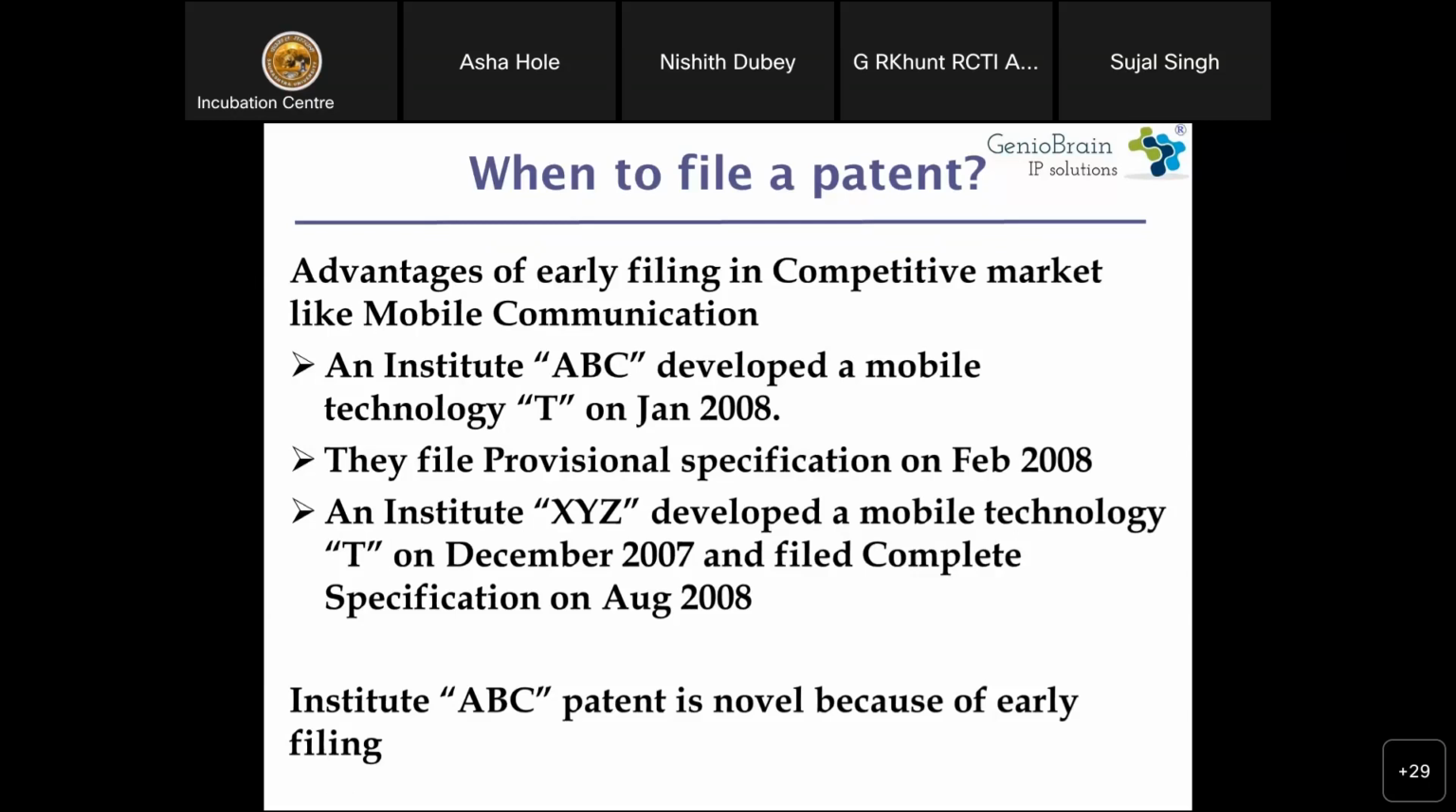So here, though ABC developed later than XYZ, because ABC filed their invention earlier, before XYZ, their invention would be novel when compared to XYZ's. Whether the patent would be granted or not is another matter, but the novelty of the invention belongs to ABC because they filed it first. This is the simple strategy we need to decide on while moving ahead with our research journey. So is it clear to you what the importance of filing an early patent application is, particularly in a competitive area?